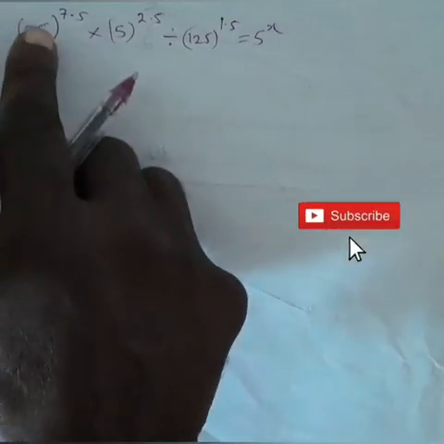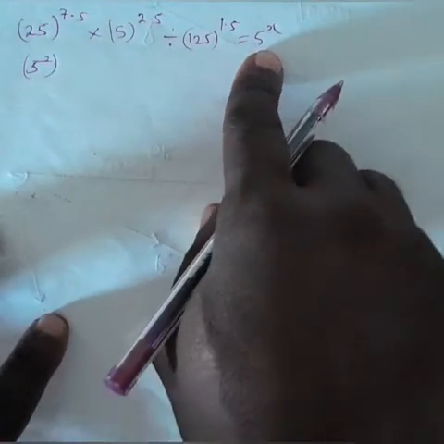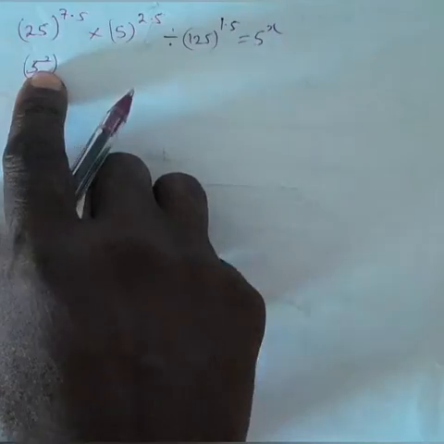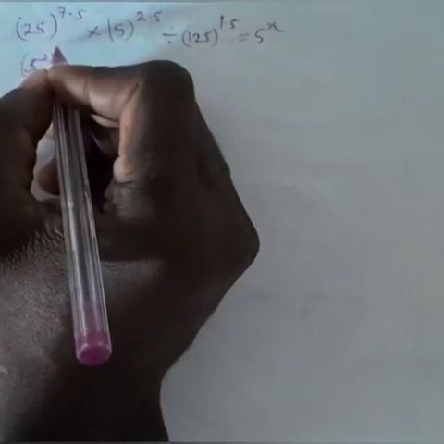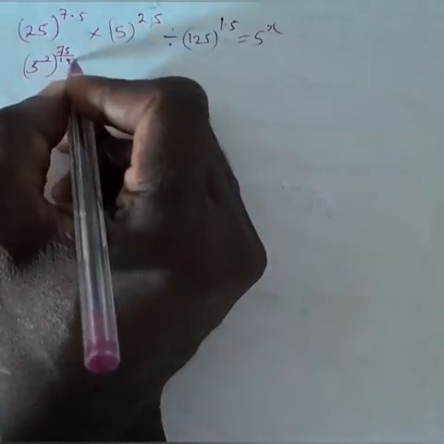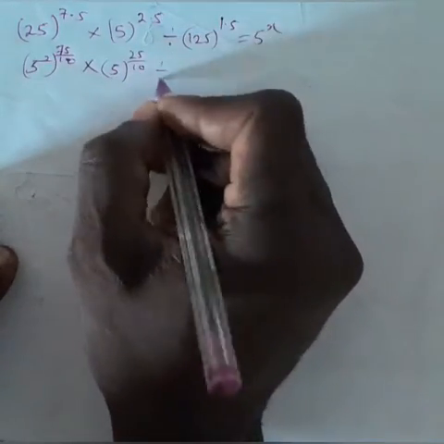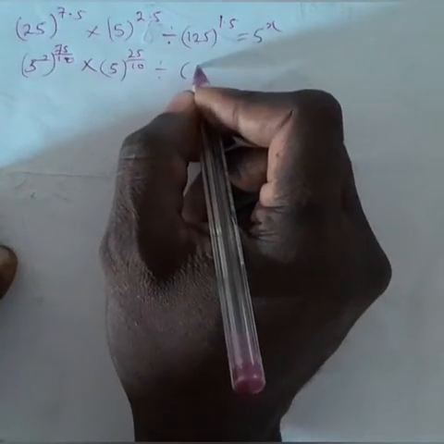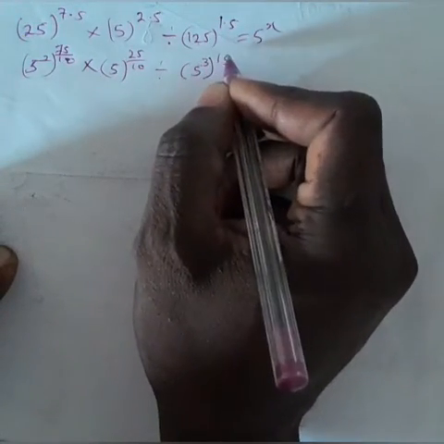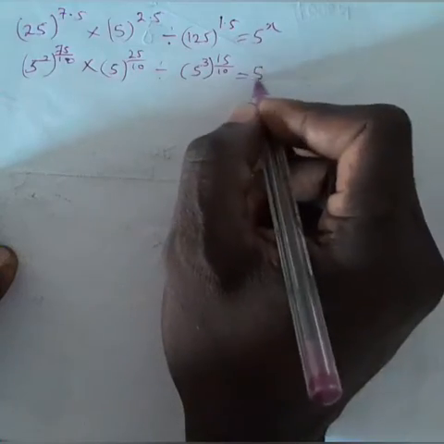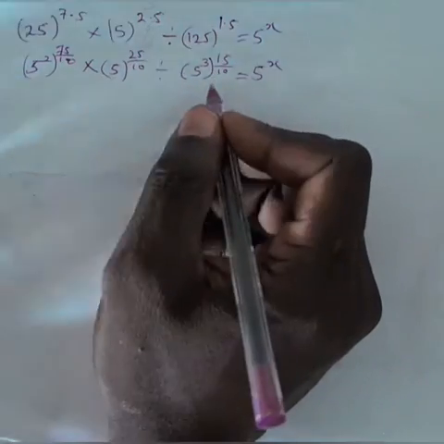So I have to express this, and this, in the same base as this 5 here. So this is going to be 5 to the power of 2. Then I'm going to express this as a fraction, so I'm going to remove the decimal point. So I have 75 divided by 10 times 5 to the power of 25 divided by 10, divided by 5 to the power of 3 times 15 divided by 10, equals 5 to the power of x. So I can reduce all of these fractions to their simplest terms.